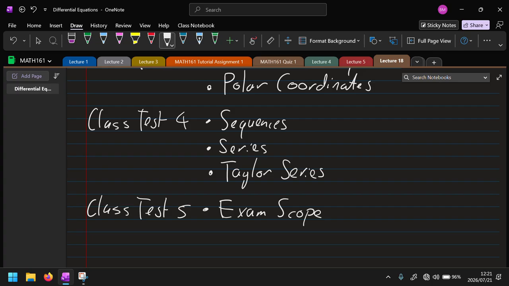So class test 5 will be on the same scope, but just half as much. In the exam, if I give you 2 questions on integration by parts, then class test 5 will have 1 question, to make up for the half. But it will cover everything. So this will be great practice for the exam.